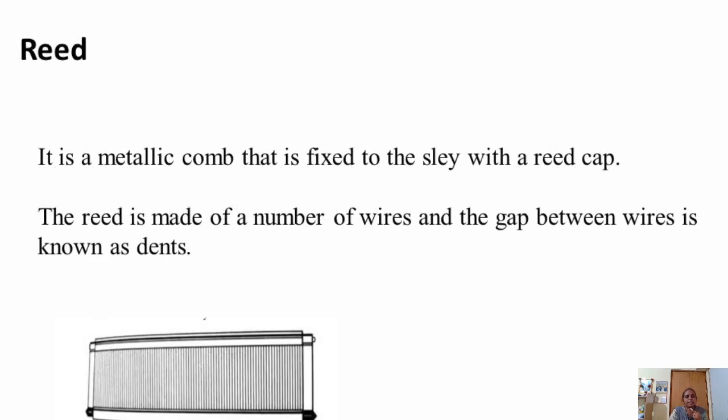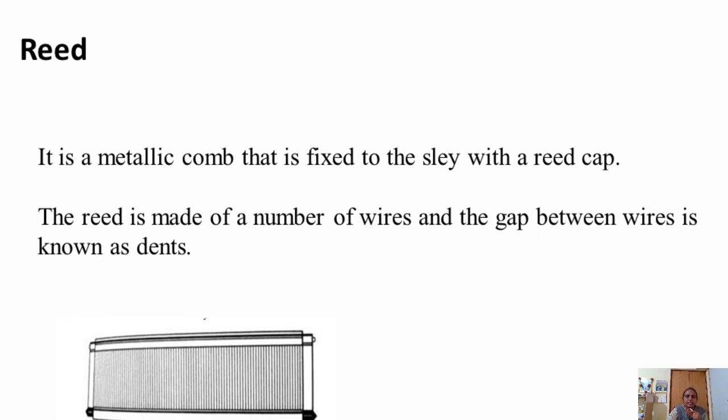Next part is the reed. What is a reed then? It is a metallic frame, that is, the comb that is fixed to the sley with the reed cap. So the reed is the metallic comb. It is also a frame-like structure which resembles a comb. The reed is made of a number of wires and the gap between the wires is known as the dents.